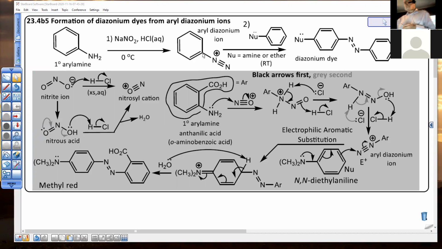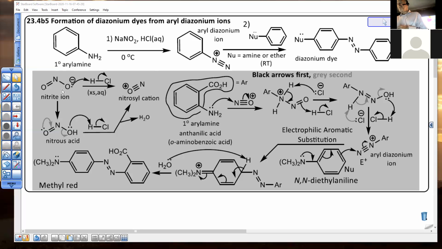We're going to react them as an electrophile towards a nucleophilic aromatic amine or ether. We're going to use some oxygen here for an ether, or even an alcohol would work, or an amine, and we're going to get a diazonium dye. And the mechanism will be explored here, and we'll get to review it at the end of this segment.